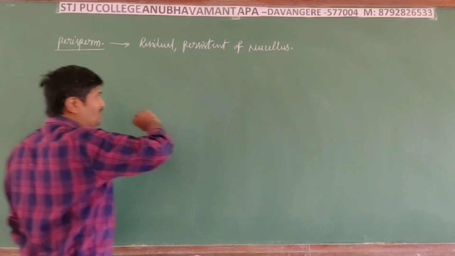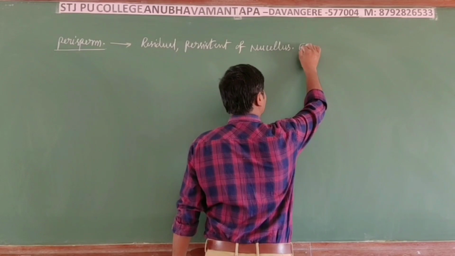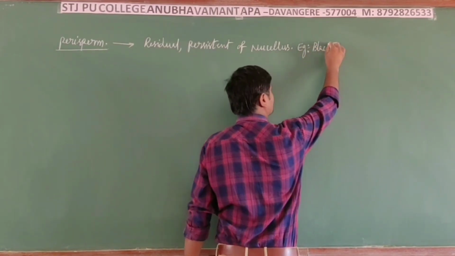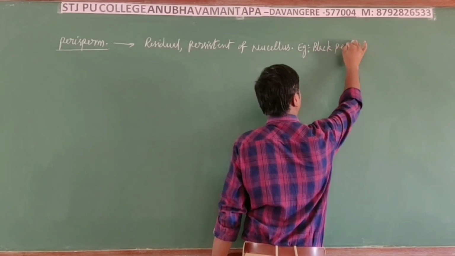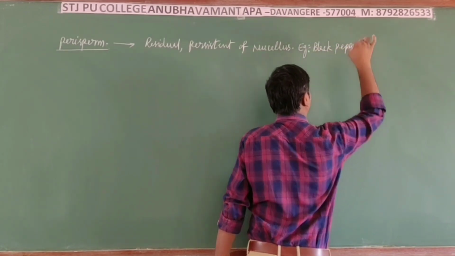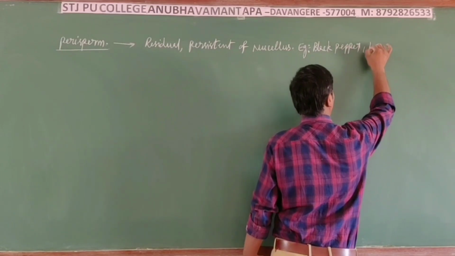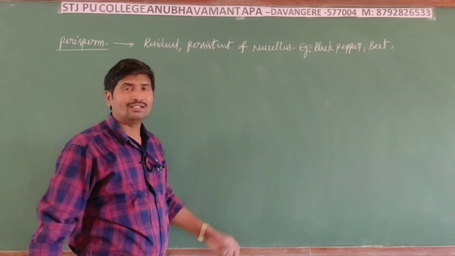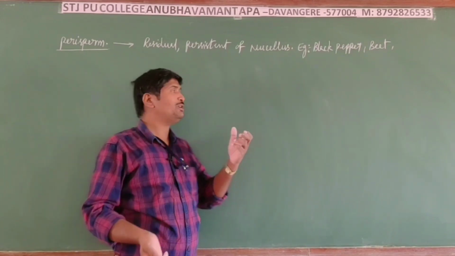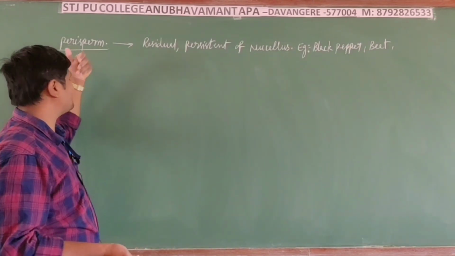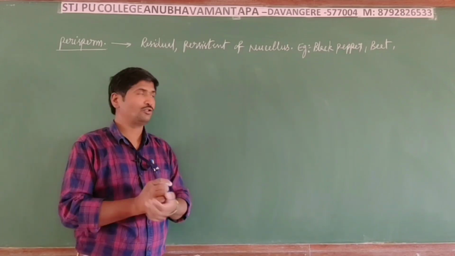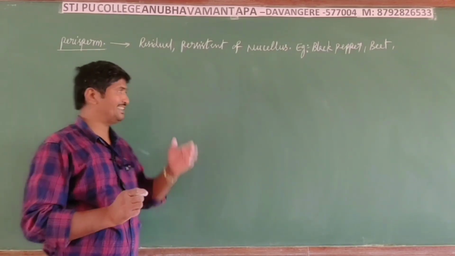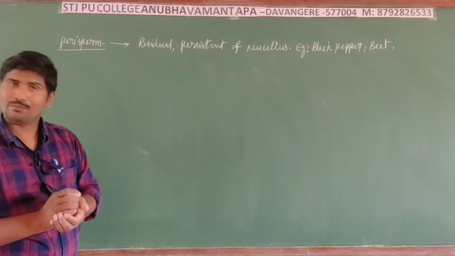What are the examples of perisperm? Black pepper, beet, and coffee. In coffee, the edible portion of the coffee seed is known as the perisperm. So the perisperm means the persistent nucellus in the seed structure.